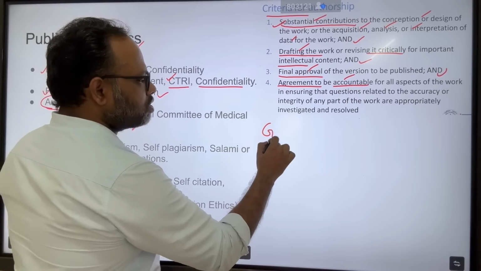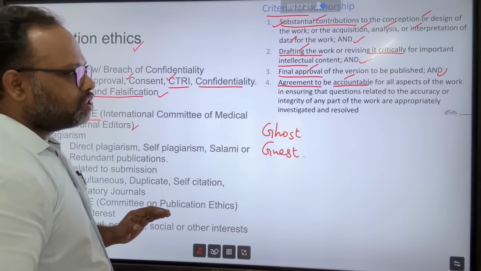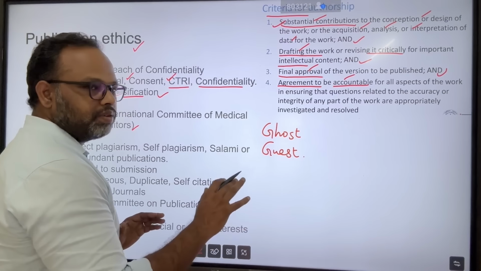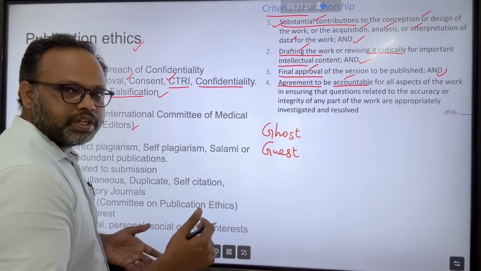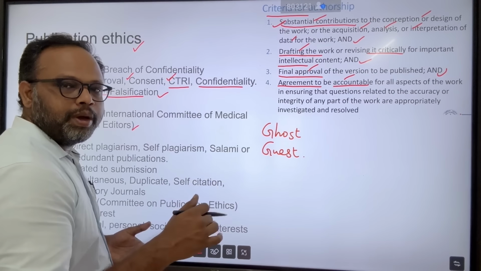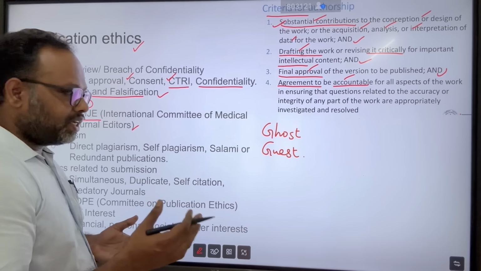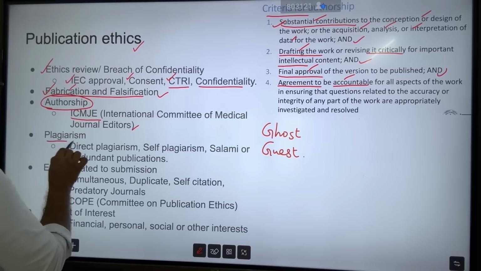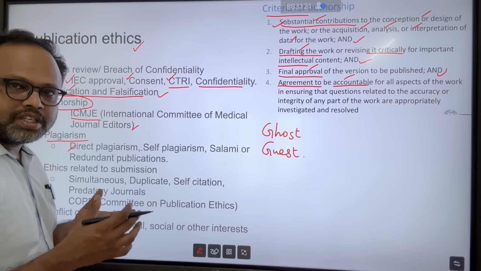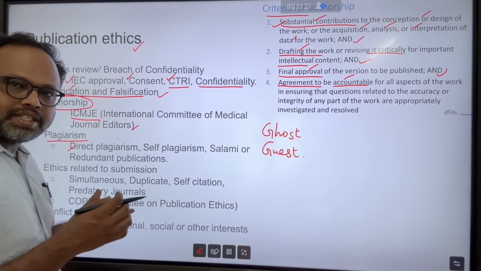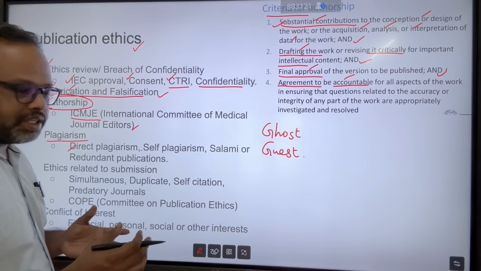So we have ghost authors and guest authors. A ghost author is somebody who does all the work for you. A guest author is when, after you complete the work, you gift the authorship to somebody who may be your senior or your friend, etc. Then we have plagiarism. In Latin, plagiarism means kidnapping. That is, you are taking somebody's knowledge, content, words, or a segment of the article without their permission.